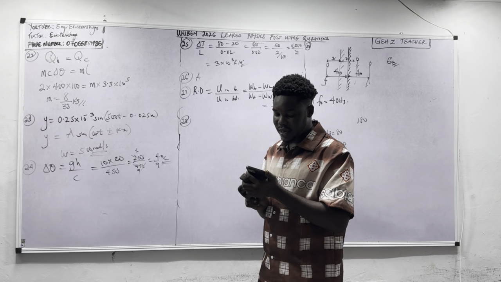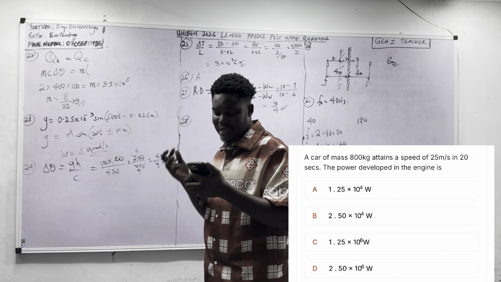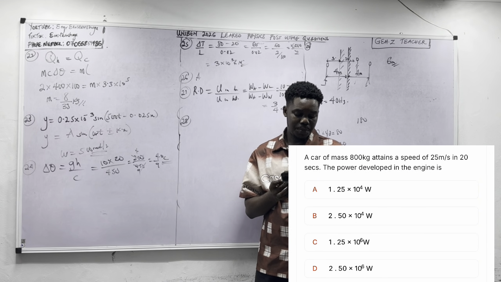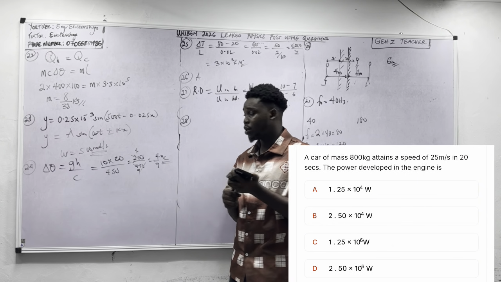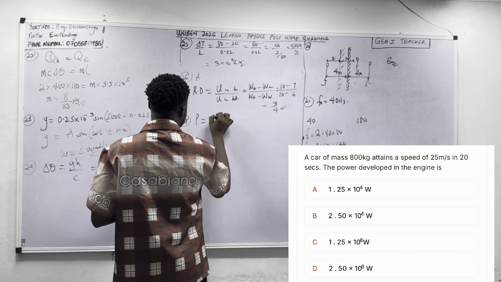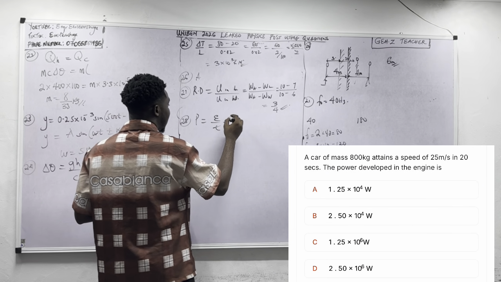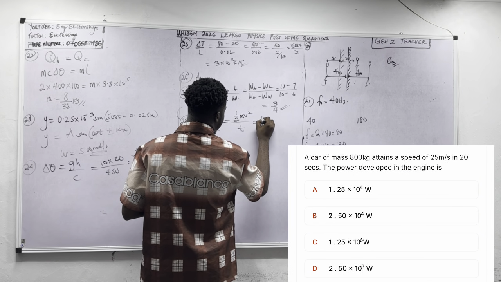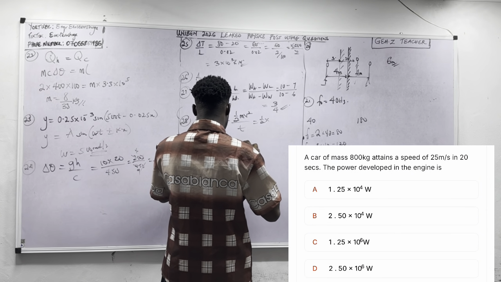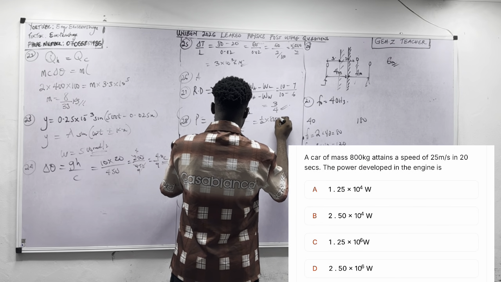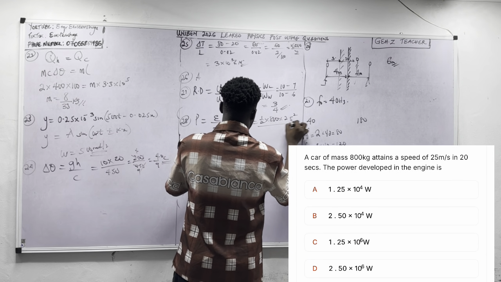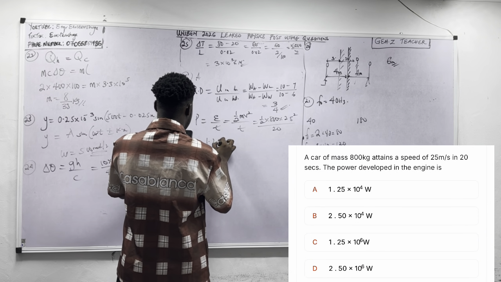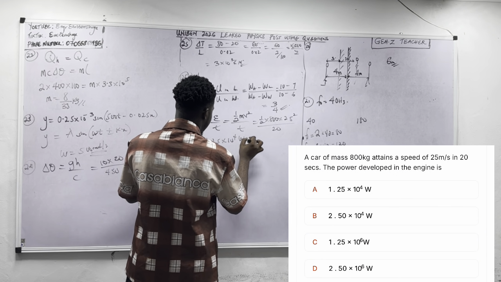Number 28: a car of mass 800 kilograms attains a speed of 25 meters per second in 20 seconds. The power developed in the engine is dash. Recall, power is actually energy over time. Since it's a moving car, we're going to use kinetic energy, half mv squared, over time. So we're going to say half the mass of the car, 800, the speed 25 squared, all divided by 20. When you solve this, you should get 1.25 times 10 raised to power 4 watts as the power in that engine.